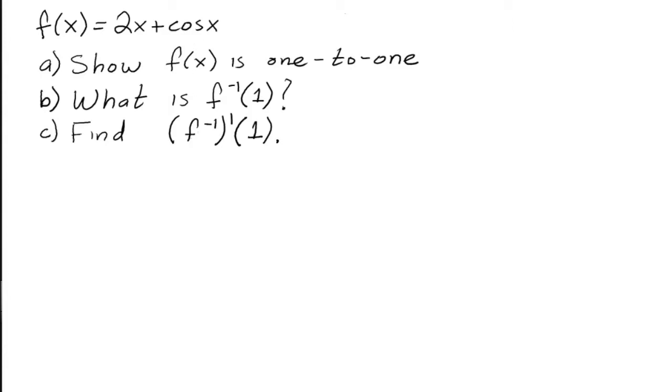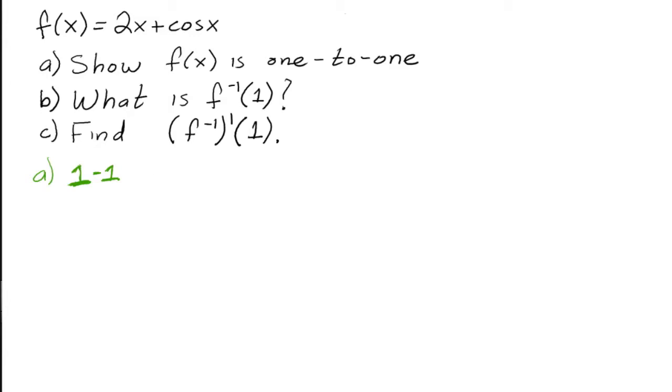So the formulas that we've seen are going to help us actually find these. First thing is to show that it's 1-to-1. So remember, for a function to be 1-to-1, what that basically means is that if you have a y value, it can only come from one single x value.